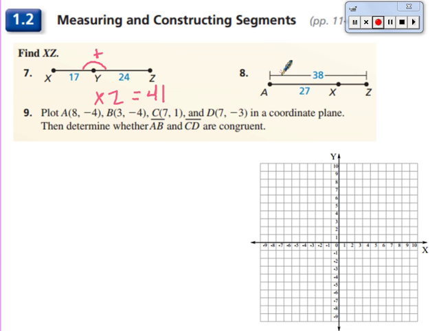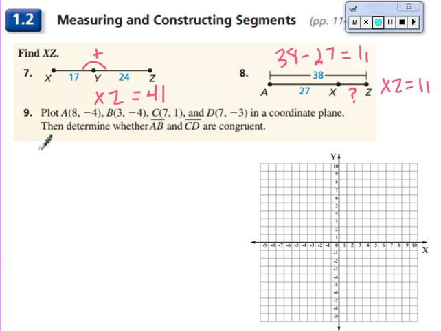Now on number 8, this one's different because the 38 is the whole length. And then I have 27 is from A to X, and this is the one I want to find. So I have 38 is the whole thing minus the 27, which is the part you know, that will leave you with your answer. So 38 minus 27 gives me 11. So XZ on this one is 11.